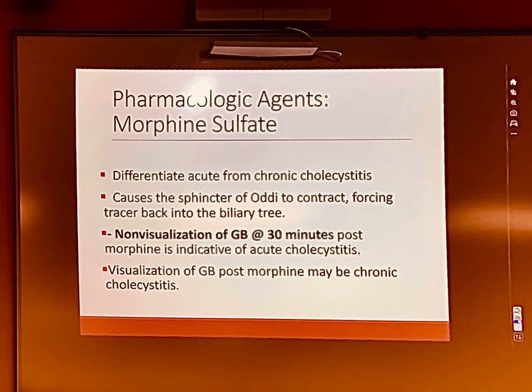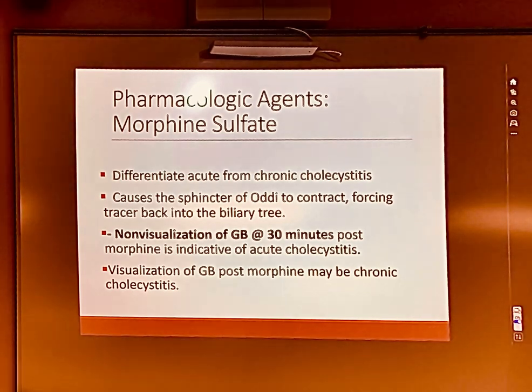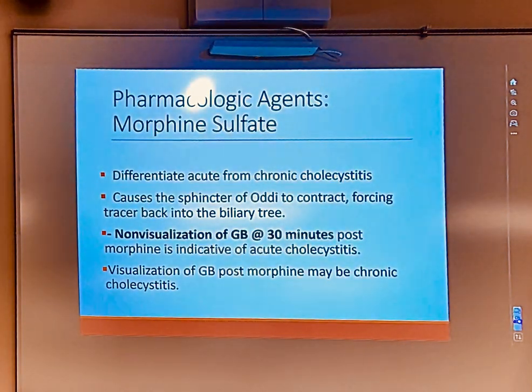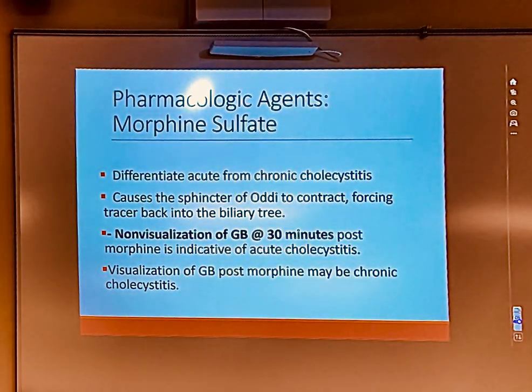If you give them morphine and it shows up, it's probably chronic cholecystitis, which is the same rule as a delay. If you do a 4-hour delay and you don't have any gallbladder, it is acute. If it shows up later, it is chronic. That does not change when you give morphine. It basically just speeds it up, and gives you the answer in 90 minutes instead of 4 hours.